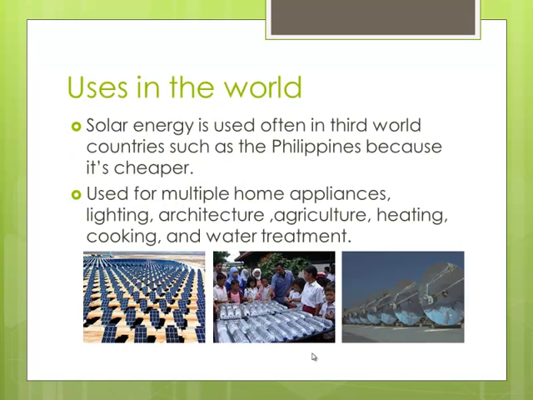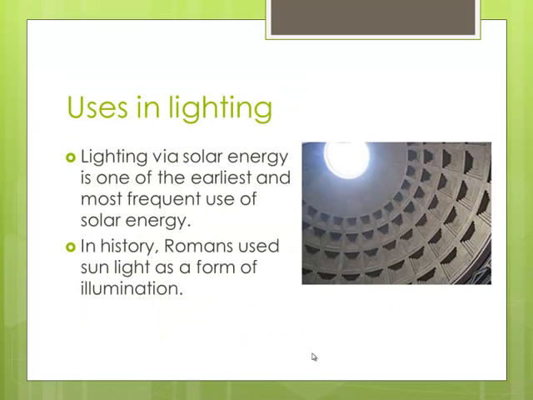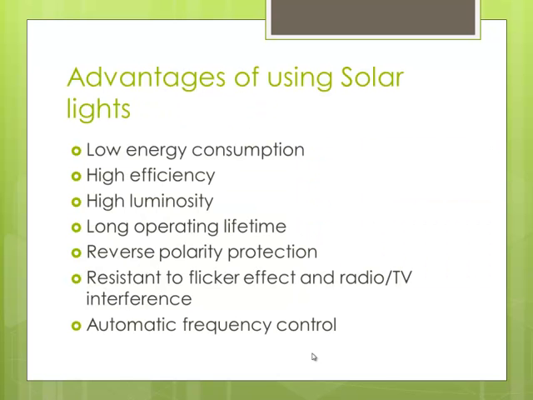Uses in the world. Solar energy is used often in third world countries such as the Philippines because it's cheaper and more available. It is used for multiple home appliances such as lighting, architecture, agriculture, heating, cooking, and water treatment. Uses in lighting. Lighting via solar energy is one of the earliest and most frequent uses of solar energy. In history, Romans used sunlight as a form of illumination.